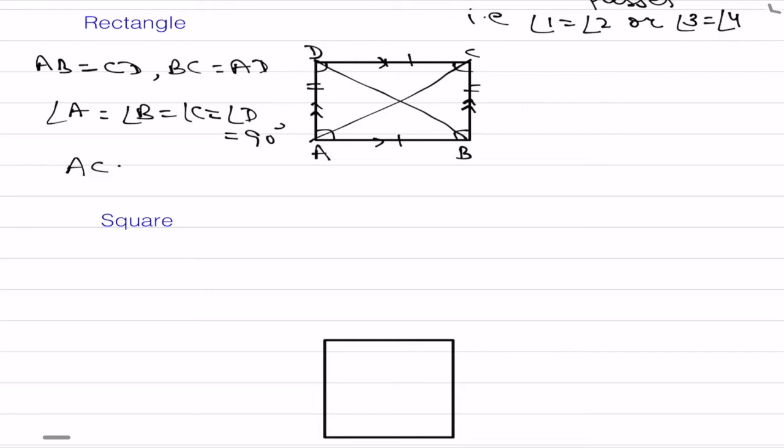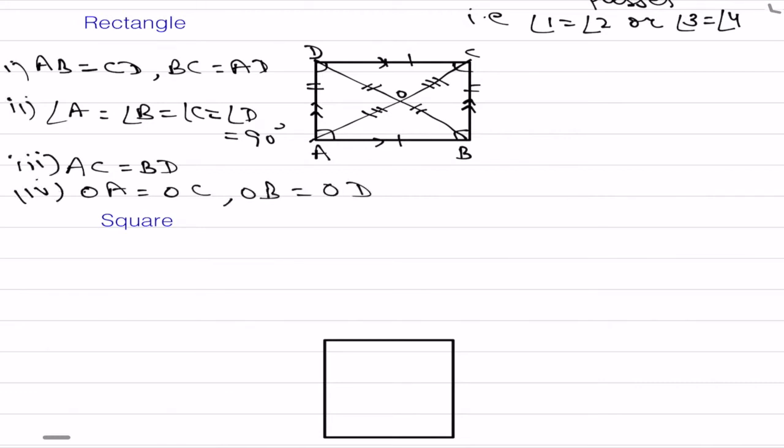So AC is equal to BD, and they bisect each other. They just bisect each other. So OA is equal to OC and OB is equal to OD. Children, all these properties are given in your book also in the form of theorems. So you can read the statements of those theorems given in your book, which are the properties of all the different types of quadrilaterals.